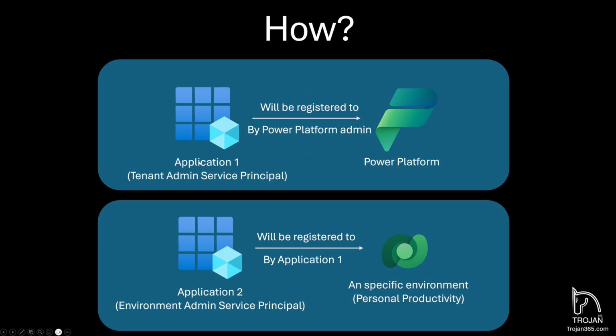How? First of all, we need to register application 1 as a tenant admin service principal by a Power Platform admin person. A real person is doing that on the Power Platform environment. And application 2, or application 3, 4, 5, any other applications which are specific to a specific environment, will be registered to that environment by application 1. This application is basically the admin application. The rest of the applications are only the environment admin applications.